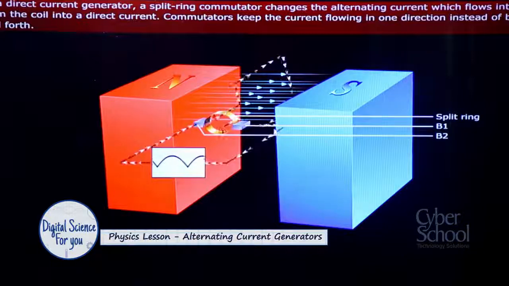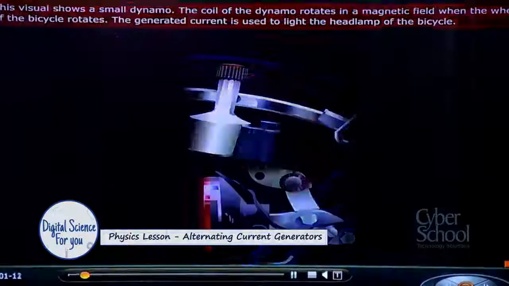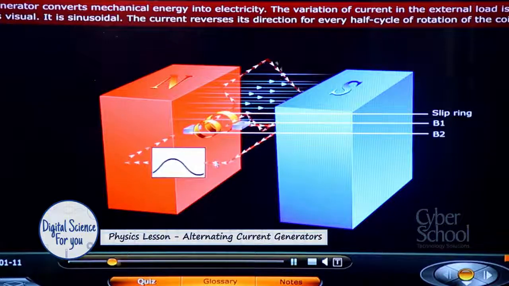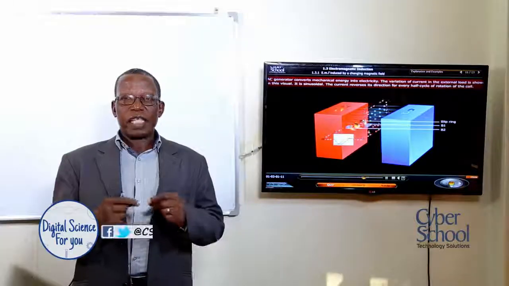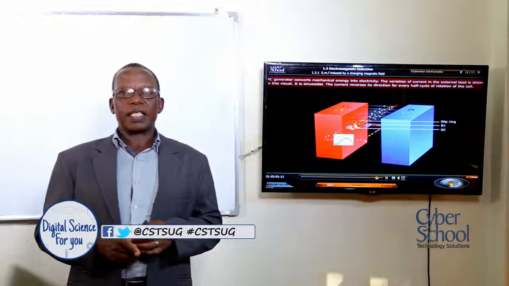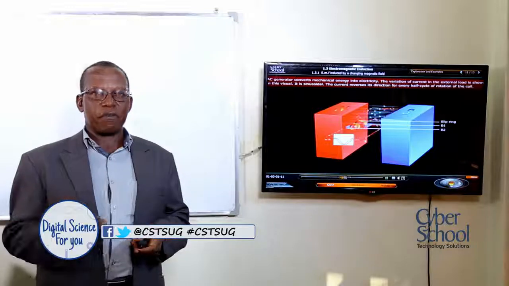Whereas when you look at the previous one with AC, at one moment the arrows are moving in one direction, and shortly they move in the opposite direction. That is an indication that the current is moving to and fro.